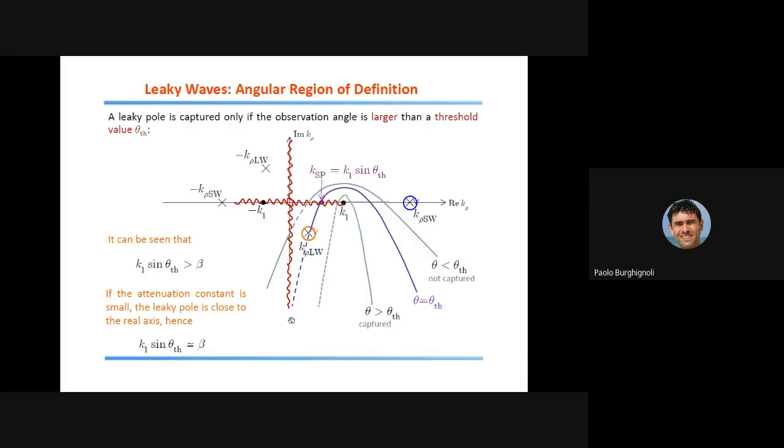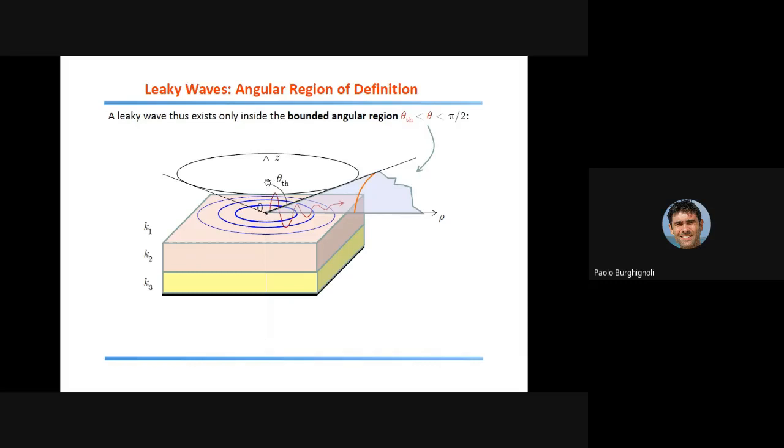So to resume, when the observation angle is larger than the threshold value, the leaky pole is captured, and so it contributes to the representation of the field in a steepest descent path representation. Otherwise, it is not captured and it does not contribute to the field. In practice, this means that when the angle theta is larger than this threshold value that defines this conical region with the z-axis as its rotational axis, we are inside this shaded region where the leaky mode exists.